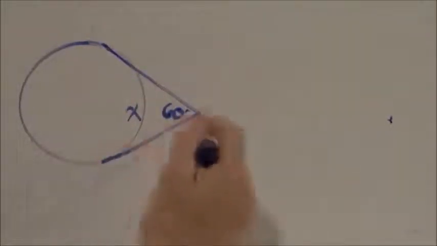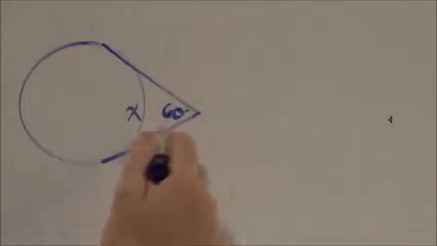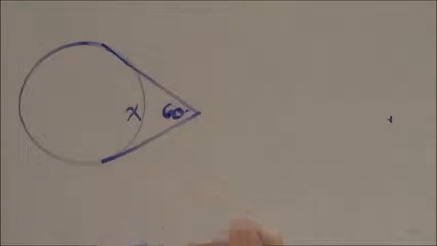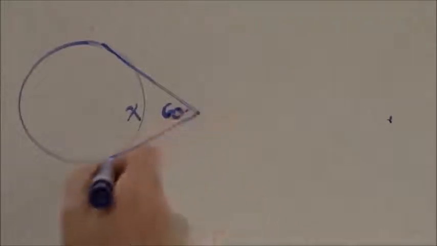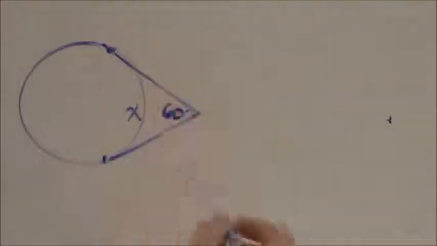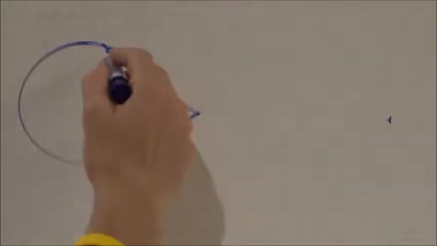Now if two tangents intersect the circle from the same point outside the circle, these two segments are congruent to one another. That's one of the theorems we went over. Not that we're going to use that theorem in this, but this tangent intersects a circle at this point, and this tangent intersects a circle at this point, and it divides this circle into two arcs. We're looking for the inside arc. We're going to call that x.